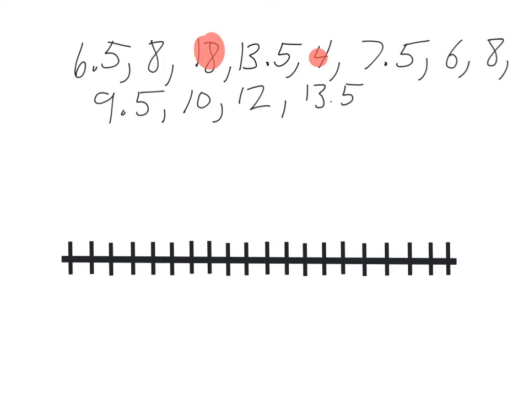I can add a few spaces to my line plot to fit, or I can also modify my line plot in a different way. I can add half markings between to signify my halves. And now I know that's going to give me enough space to easily go from 4 to 18. So I'm actually going to start at 2 and go until I fill the number line.